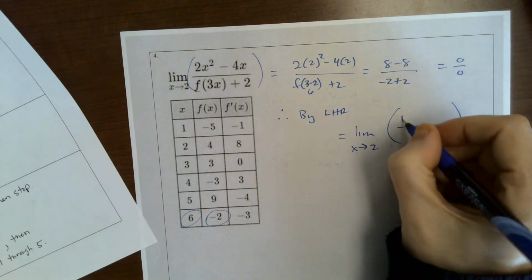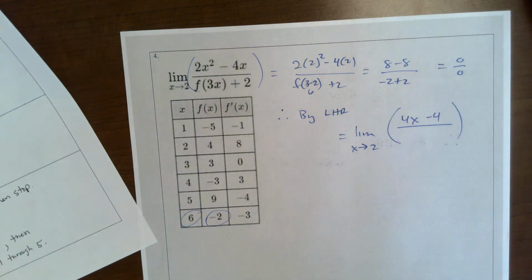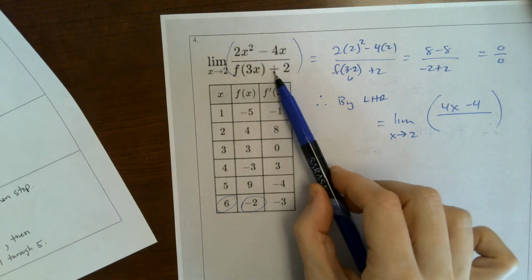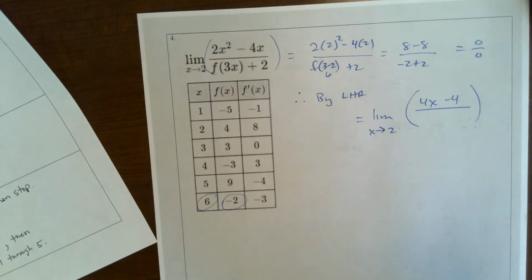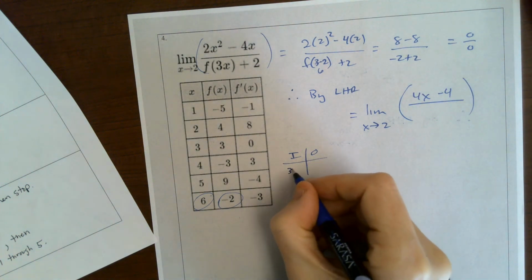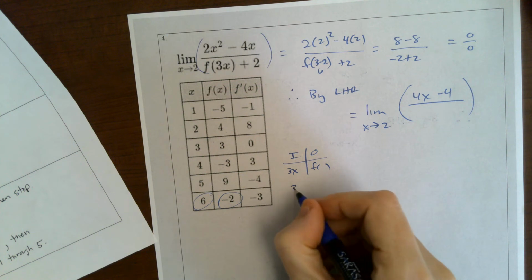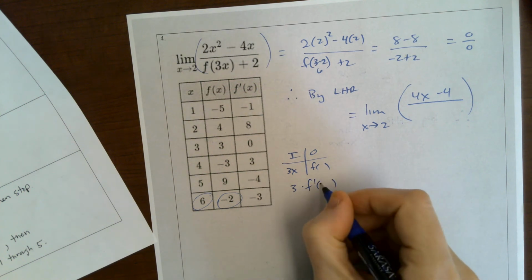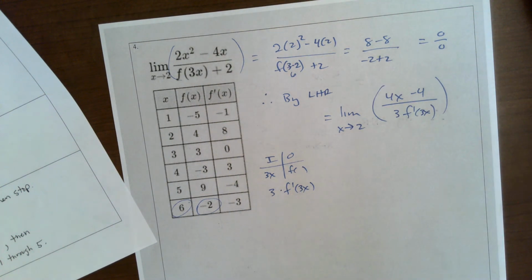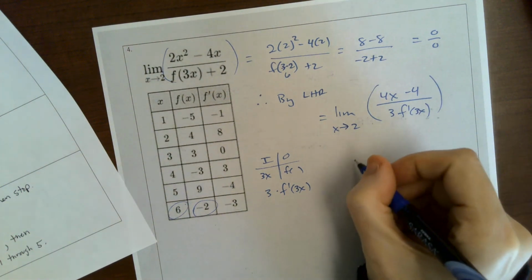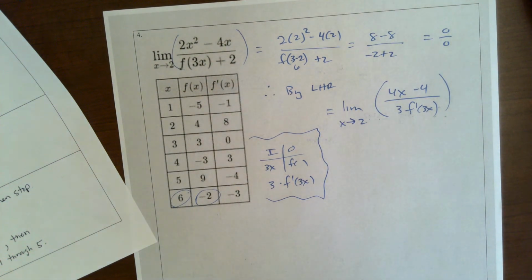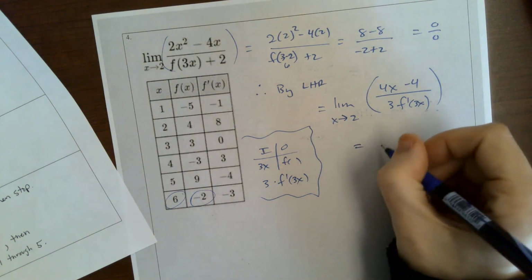Derivative of the top is 4x minus 4. Derivative of the bottom, for this term here, the derivative is 0, but for this term, I need a chain rule. So the inside would be 3x, outside f of blank. 3 f prime of 3x. So 3f prime 3x, right? Now at this point, I direct substitute. That was just like an aside. So at this point, I direct substitute.